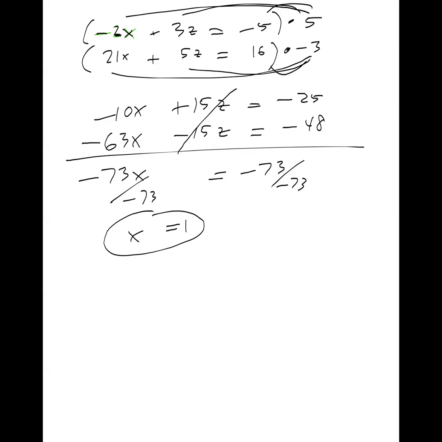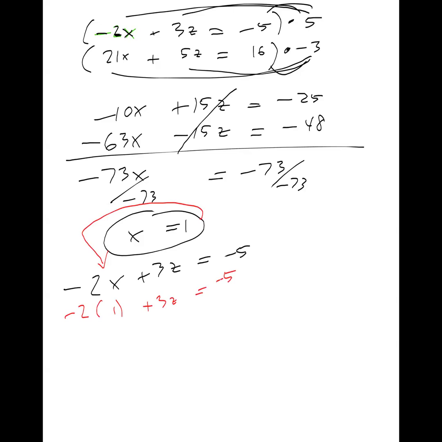So I'm going to go back to the equation that said negative 2x plus 3z equals negative 5. What do you think I'm going to do with that problem? I'm going to take the x that I got and plug that in. So negative 2 times 1 plus 3z equals negative 5.